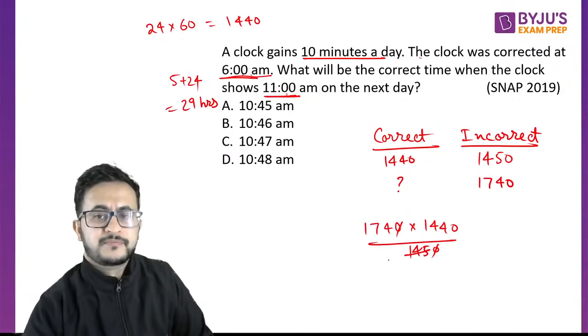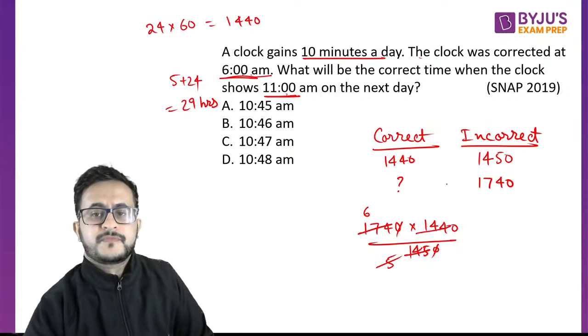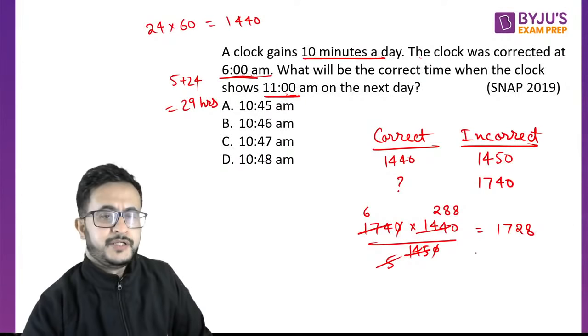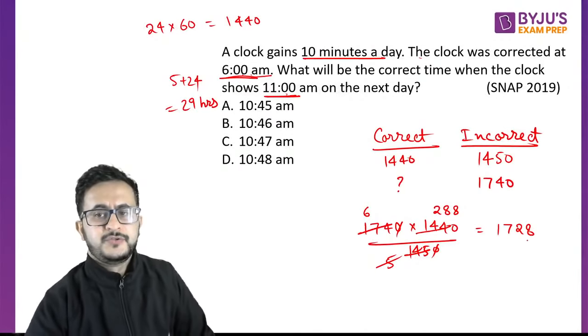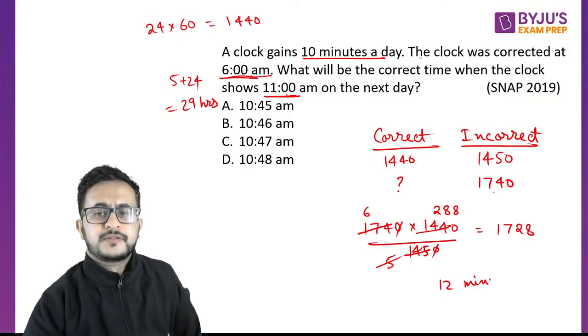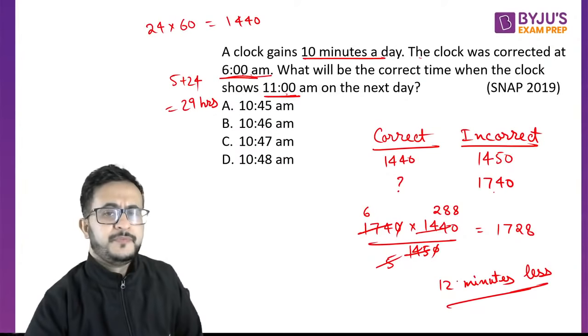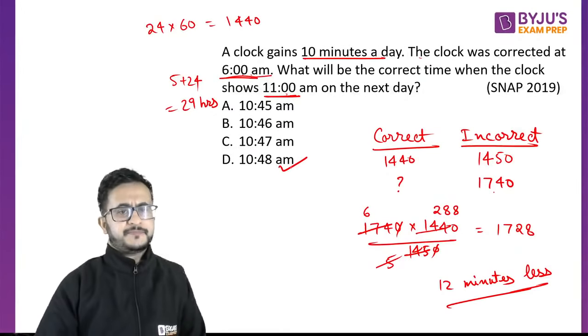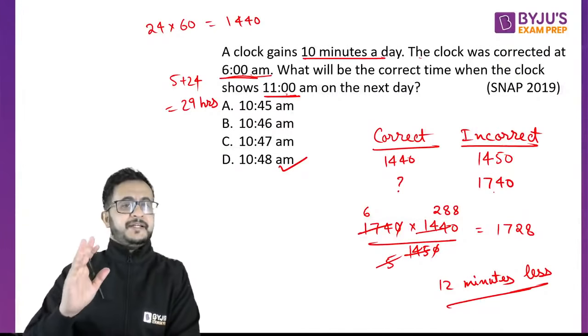29 into 5. This is 6. 5 times is 288. Okay, so you will get 1728. Right, 1728. Right. So 1740 होगा, ये 1728 है, मतलब 12 minutes लेस हो रहे हैं. 12 minutes लेस हो रहे हैं. So 10:48. ठीक है. ये तो मैथमेटिकली कैलकुलेट किया.